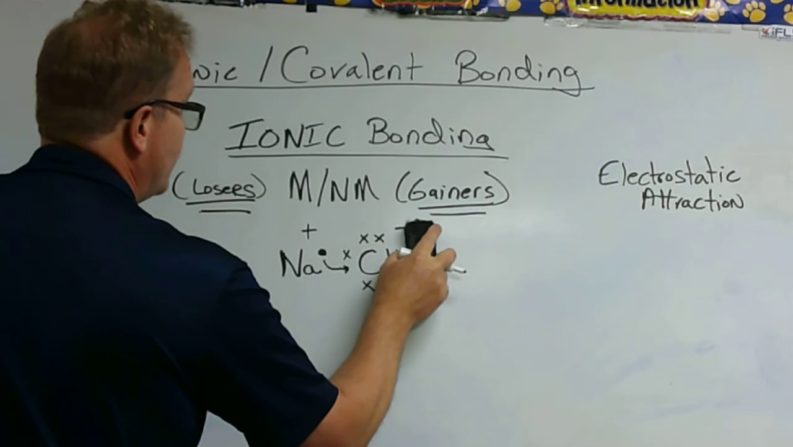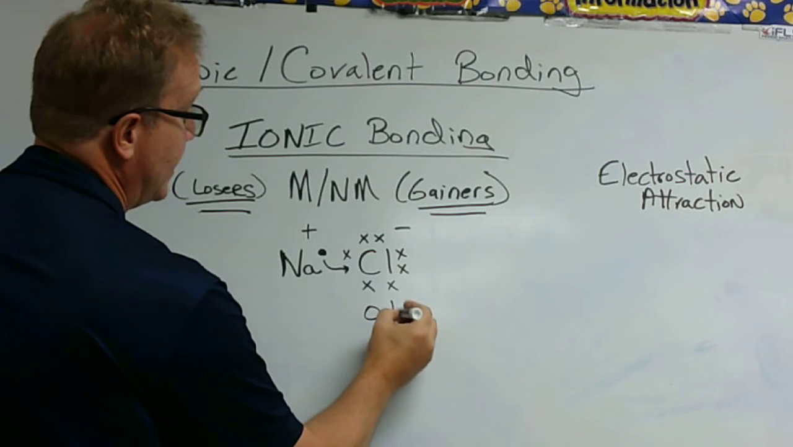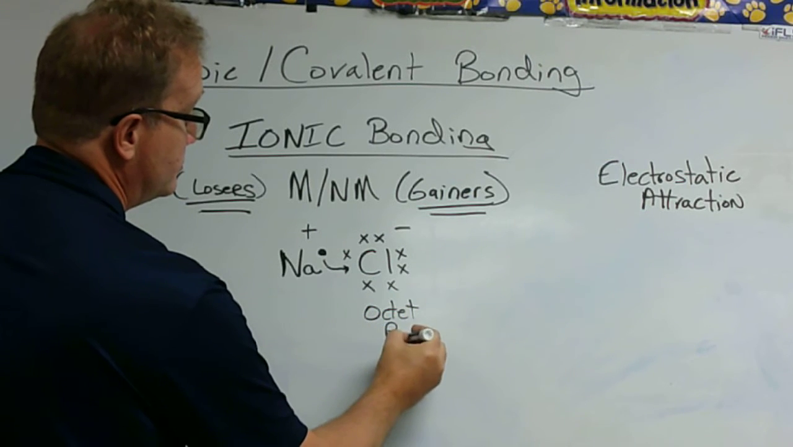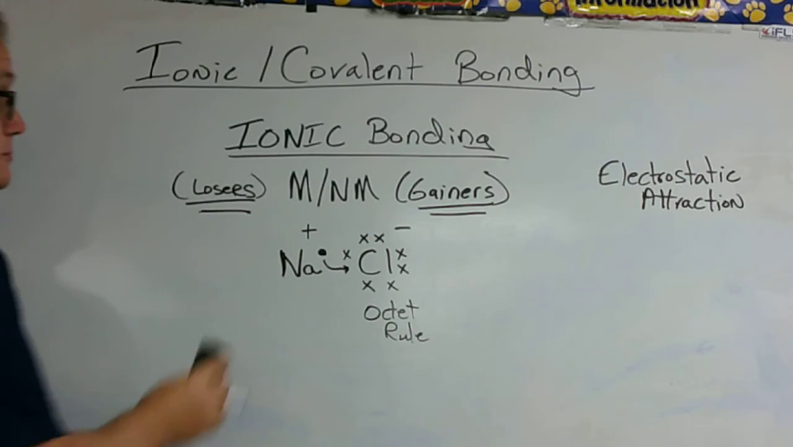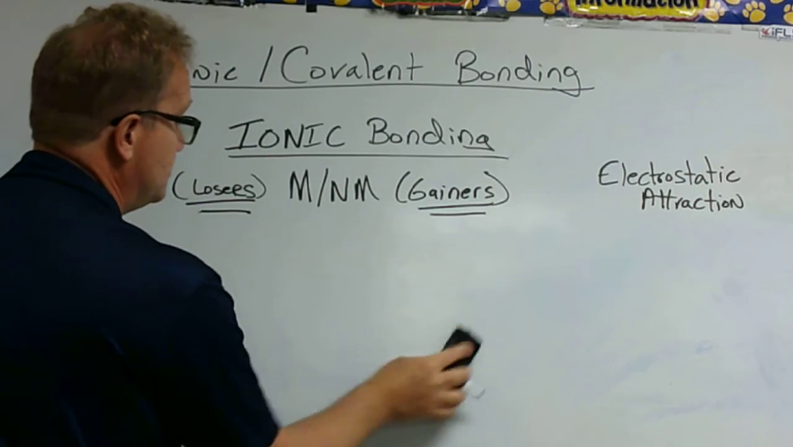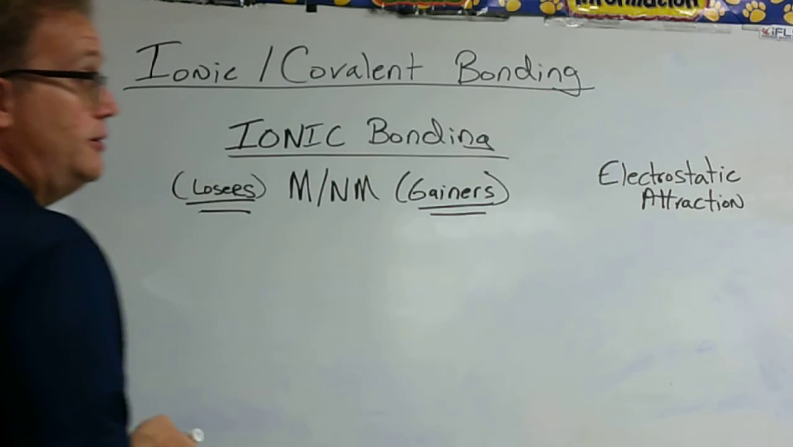Let's go ahead and do another one. And by the way, that's called the octet rule. What does octet mean? 8. They just want to be a noble gas on both of them. So let's go ahead and do another one.